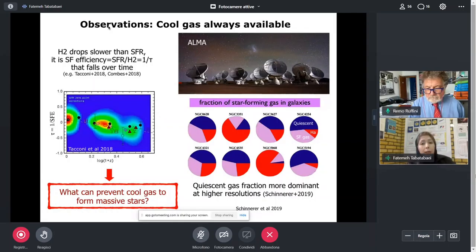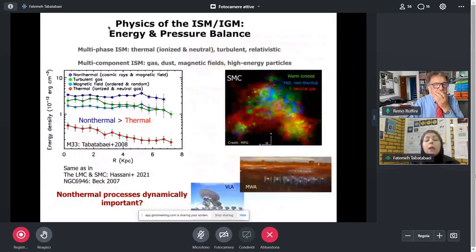So what can prevent cool gas from forming stars? We should go back to the basic physics of the ISM and IGM and see what agents could have a larger pressure, and what the state of the energy balance and the pressure balance is. As you know, the ISM in galaxies is a multi-phase ISM. It consists of thermal, turbulent, and relativistic parts. It's not only about the gas and dust, but also the magnetic fields and high-energy particles, which shape the relativistic and non-thermal part of the ISM.